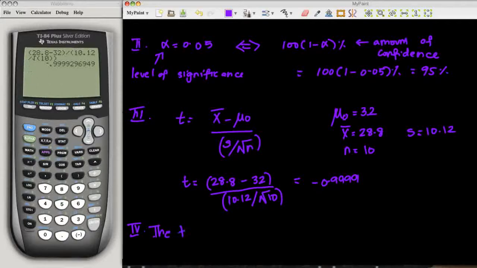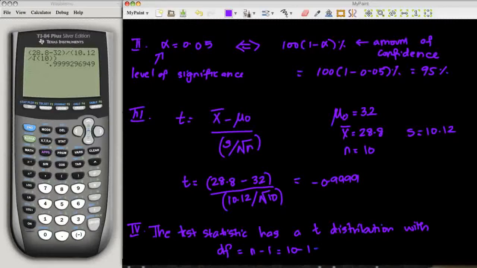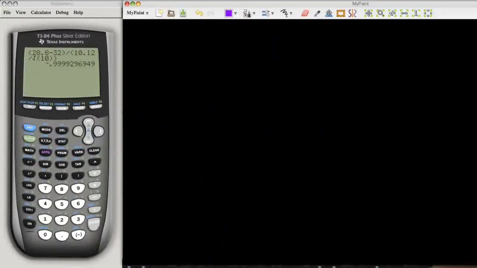The test statistic for this particular test has a t-distribution with df, which is the parameter, n minus 1, so 10 minus 1, which is 9. If you're performing a one-sample test for mean, the test statistic will always have a t-distribution with degrees of freedom n minus 1. So we have the test statistic and its distribution, so we can find the conclusion.